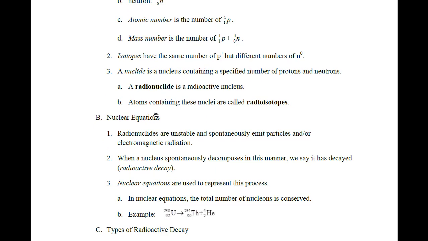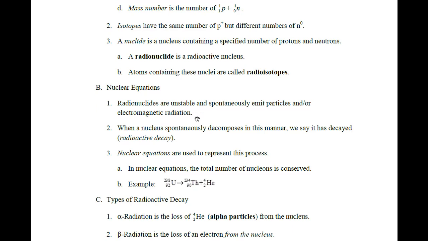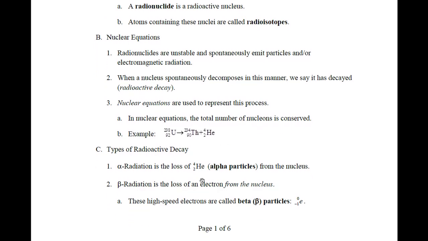All right, so a nuclear equation then is going to describe how a radionucleus, or a radioisotope, I should say, is going to decompose. So radionuclides, of course, are unstable, and they spontaneously emit particles or electromagnetic radiation as they decompose, or decay is the right word there. When a nucleus spontaneously decomposes, we'll call it radioactive decay, then we have these nuclear equations that we can use to represent the process of what's happening.